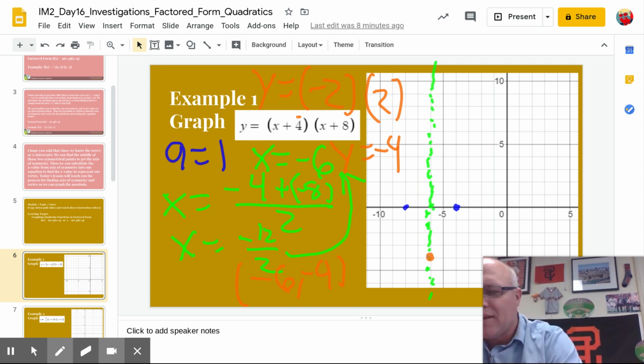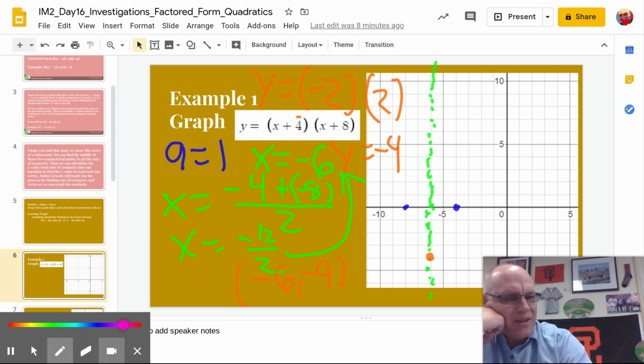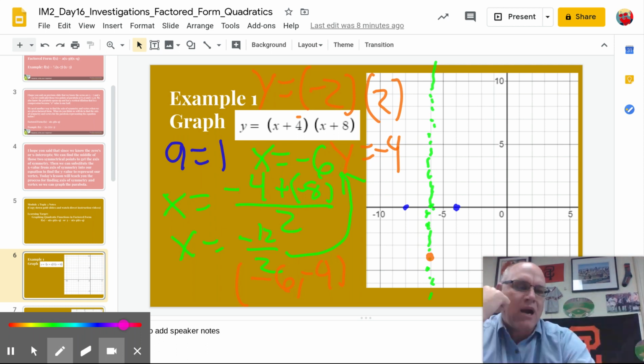All right, let's change the color here. This one's not the best. All right, so now we already have the zeros, so you could actually do a rough sketch of the parabola right now, right? We have both zeros, and if I wasn't real picky about how pretty the parabola was, you could just do a real rough sketch of the parabola right now.